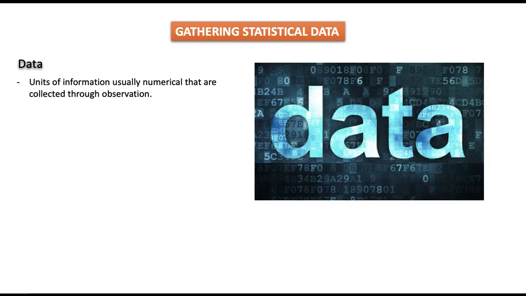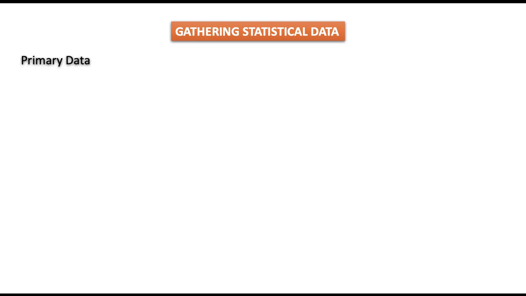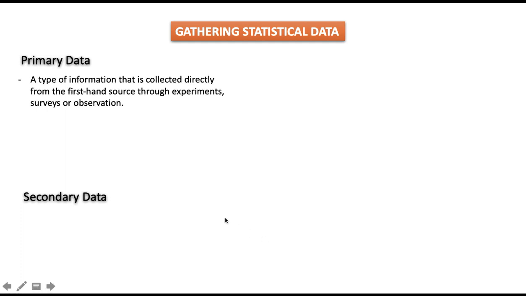Data are units of information, usually numerical, that are collected through observation. Data collection is a process of gathering information from different sources in order to answer or solve a particular study. Sometimes the data collected are used by someone to conclude an answer to a relevant question. The data gathered are classified into two types, the primary data and secondary data.